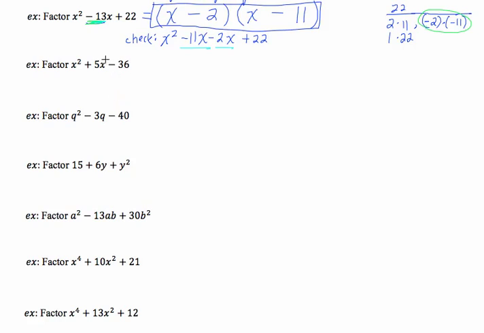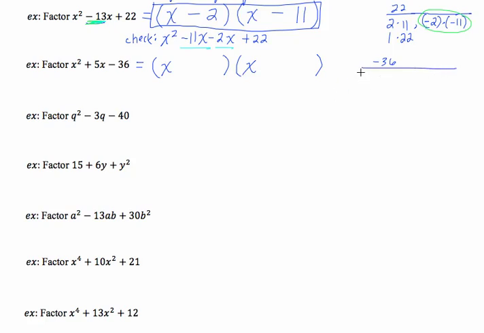All right, let's do another one. This one's a little different because the negative is in a different place. Up here it was in front of the second term. Now it's in front of the last term. But again, the process is the same. So this x squared will factor into an x and an x. Then we look at negative 36. Okay, what are all the ways to get negative 36?